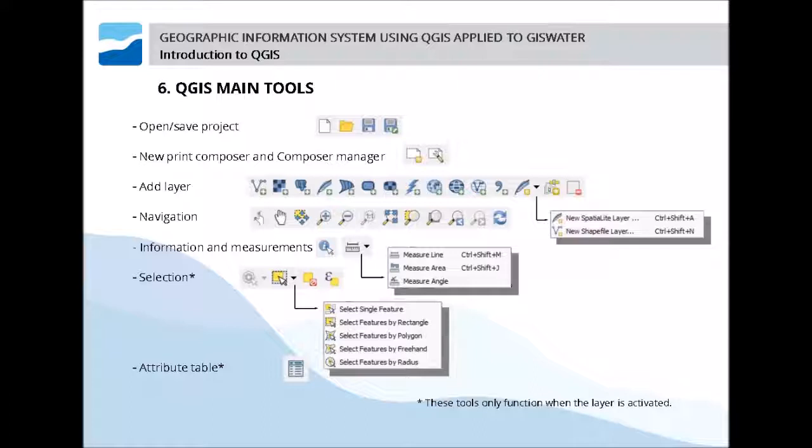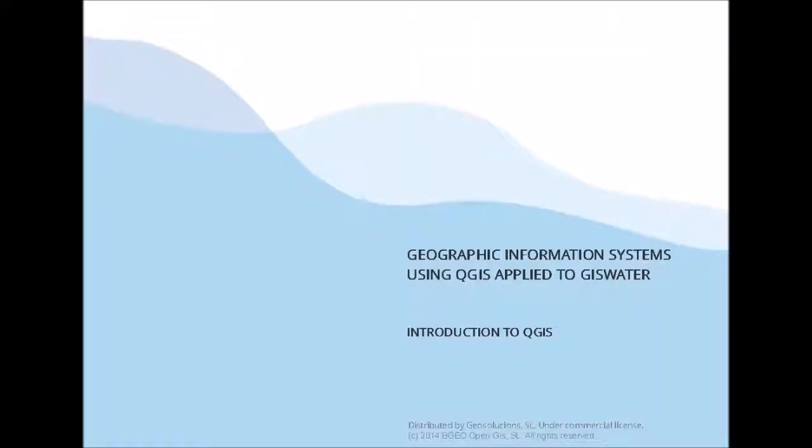And finally, the attribute table, which is very important. When inserting a layer, go to this icon and see the attributes, the data that come within the layer. Both the attribute table and the selection tools work on an active layer. We'll see this ahead. And here we come to the end of the introduction to QGIS.